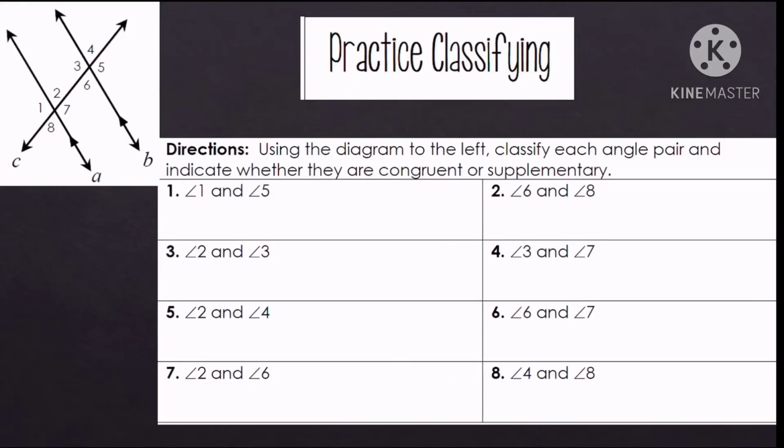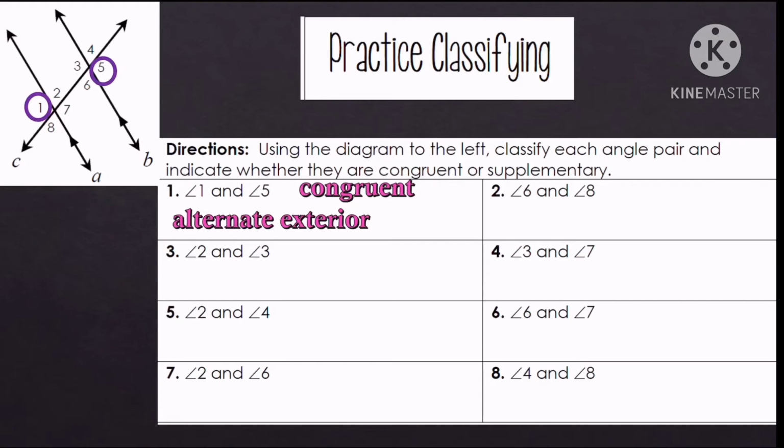So let's take a look at this and practice classifying from a diagram. Looking at what you have to the left, tell me what each angle pair is that is stated and if they're congruent or supplementary. First I'm looking at angle 1 and angle 5. Those are on opposite sides and outside, so those would be alternate exterior. Alternate exterior angles are congruent. Let's go look at the next pair.